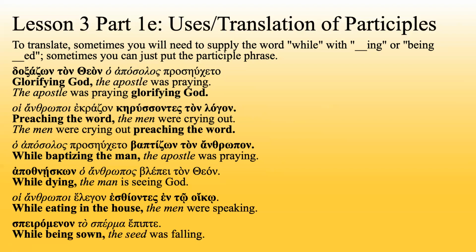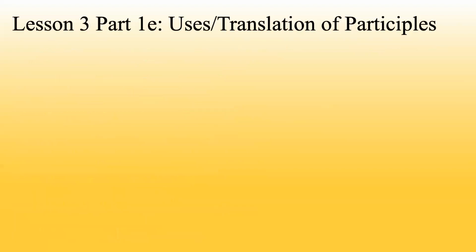Let's see here. Speiromenon to sperma epipte. All right, here we've got one that's in the passive. While being sown, the seed was falling. And it's describing the subject. It's in the neuter singular nominative. Could be neuter accusative, but there's nothing for it to be describing, so it can't be that.